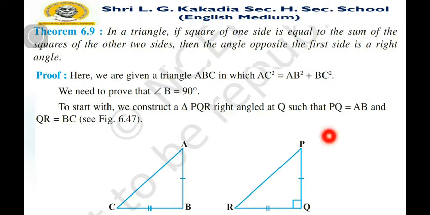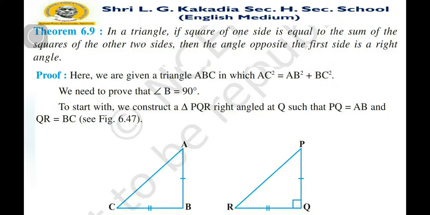Here we just constructed one right triangle PQR, and we have taken PQ equal to AB and QR equal to BC. If we prove PR is equal to AC, then we can say that both triangles are congruent, and hence B corresponds to Q, so B equals Q, and then we can say that angle B is 90.